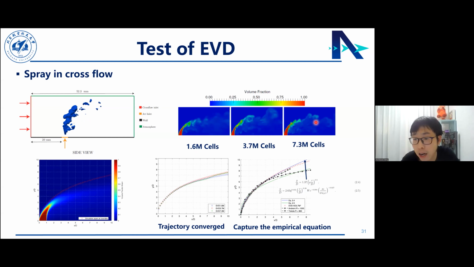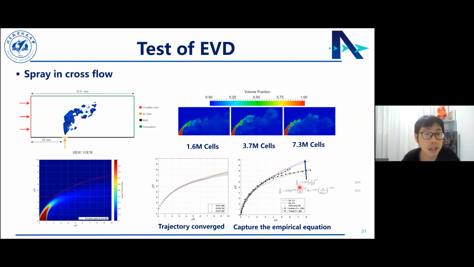classical trajectory empirical equations. These two equations here, equations 2.4 and 2.5, are in our document. Here we see this equation is relatively better for the model, but overall our LES result can capture the classical empirical equation from hundreds of thousands of experimental data points.